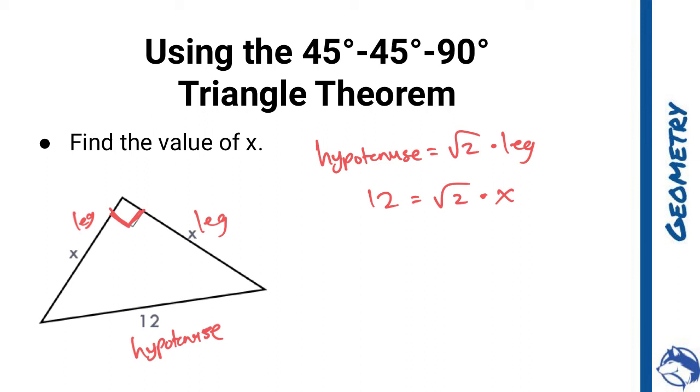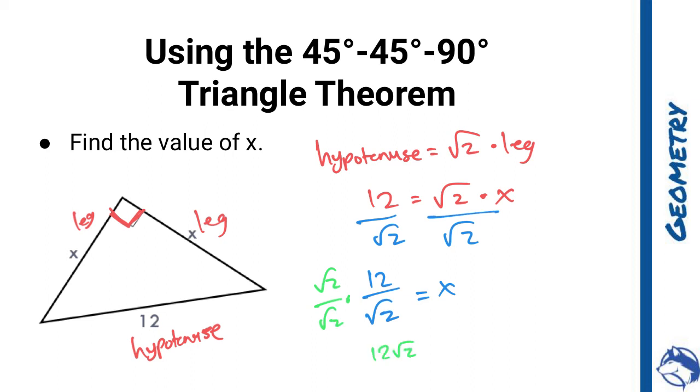So divide by the square root of 2, and I get 12 over the square root of 2 is equal to my x. So multiply by the square root of 2 over the square root of 2. 12 times the square root of 2 over 2 has to be equal to my x. Well, I can reduce that a little bit more. So it's 6 times the square root of 2 is equal to x, which is my leg.